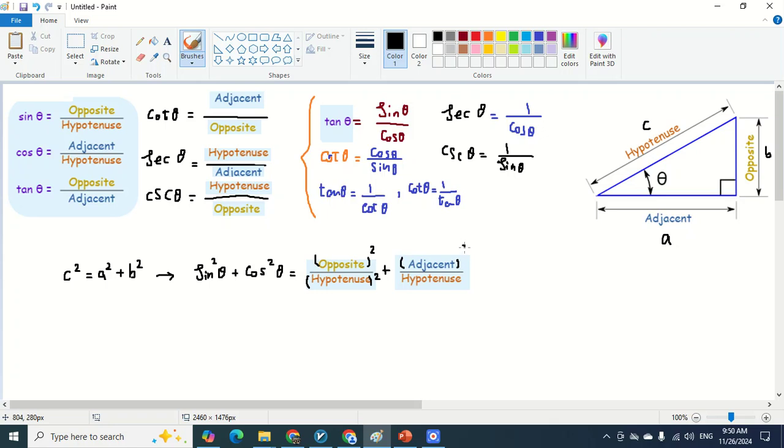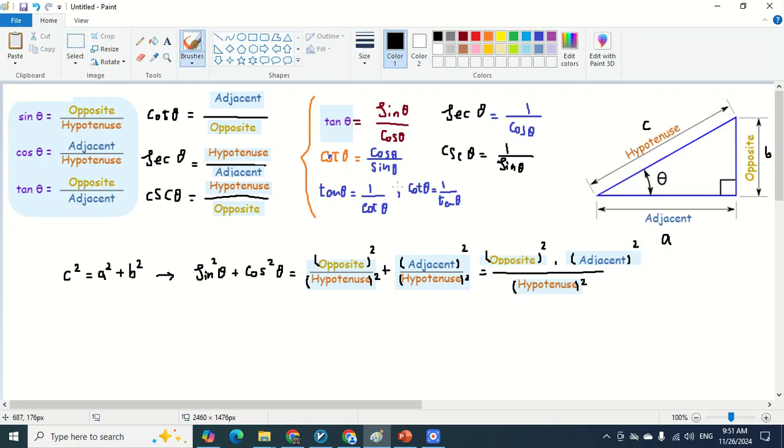Right now you can use the common divisor. The common divisor over here is hypotenuse square. So if I sketch one straight line over here, then we have hypotenuse square as the common divisor, and at the numerator we have the adjacent square plus opposite square.